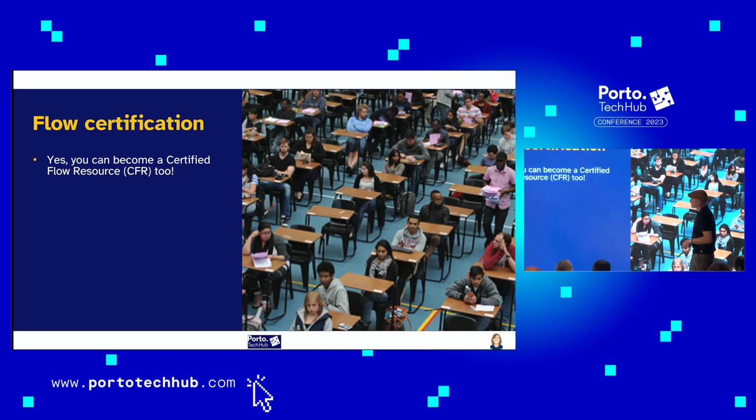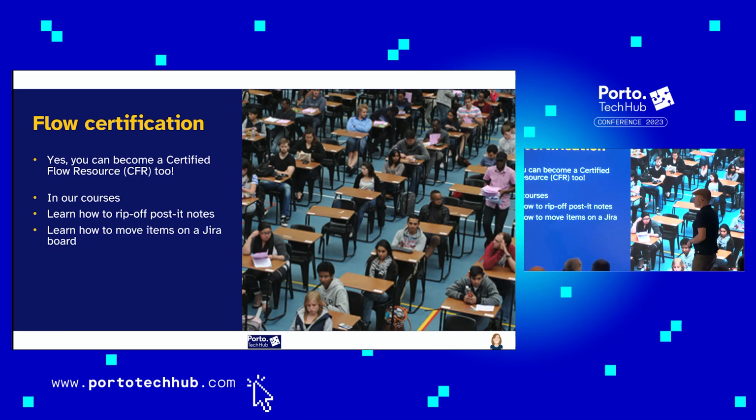So what's in our certification? Well, the easy thing is you can become a certified Flow resource too. All of you, basically. So you have to take our courses, and in our courses you learn how to rip off Post-it notes, because that's vital. Also, you learn how to move items on a Jira board. That's why I always fail, right? I have no idea how to do this stuff. I let other people do that for me, by the way. And you learn how to decorate your workplace. So we bring all papers and Post-its and markers and stuff, and paper, tape, and whatever, right?